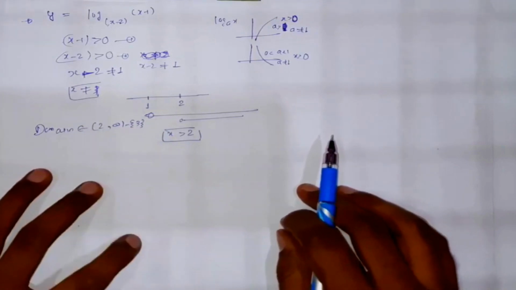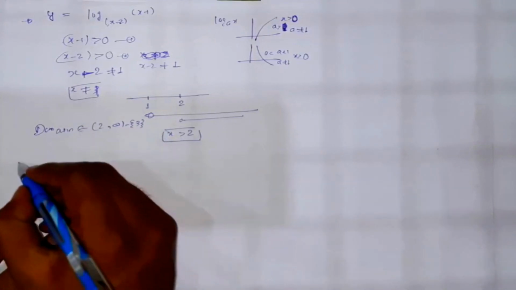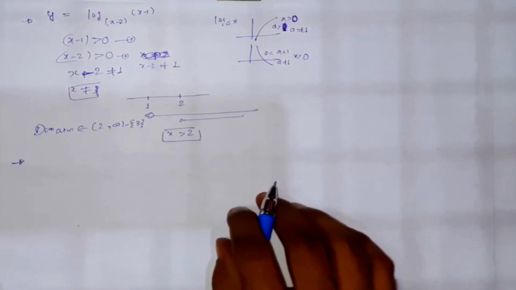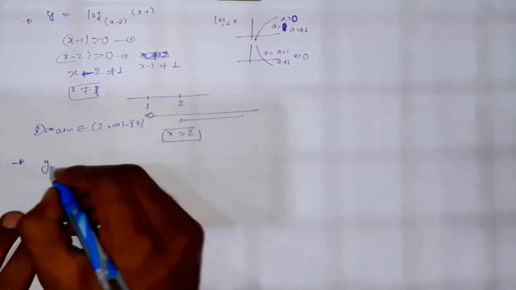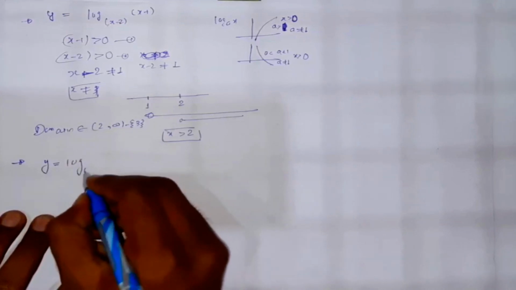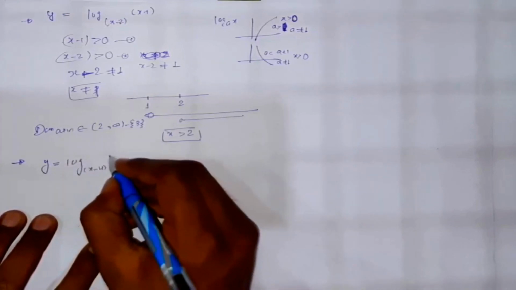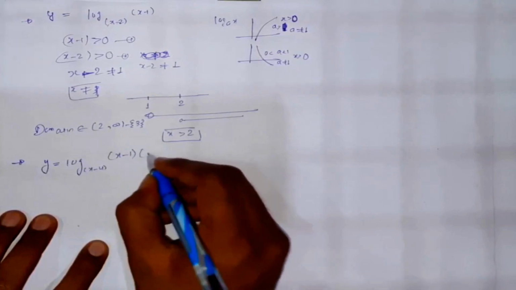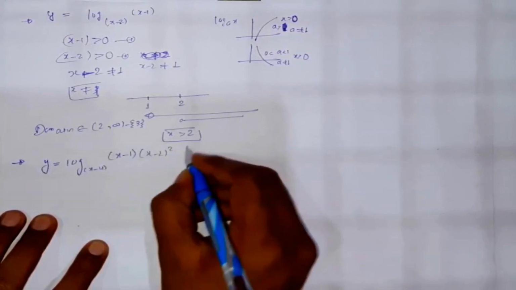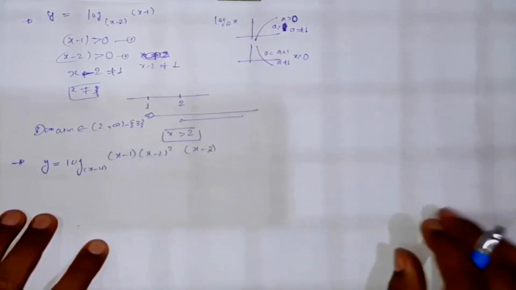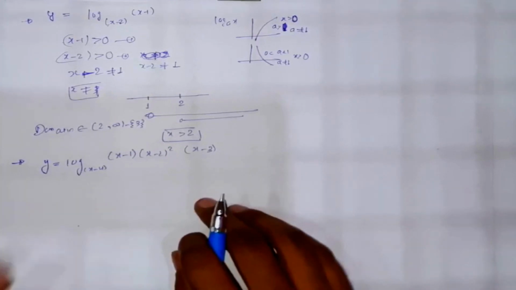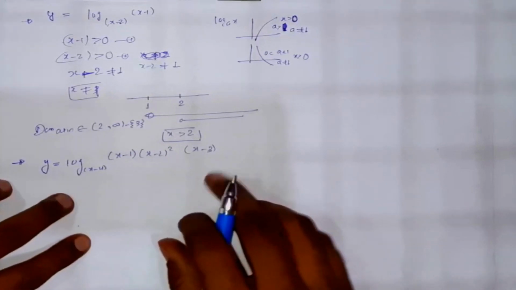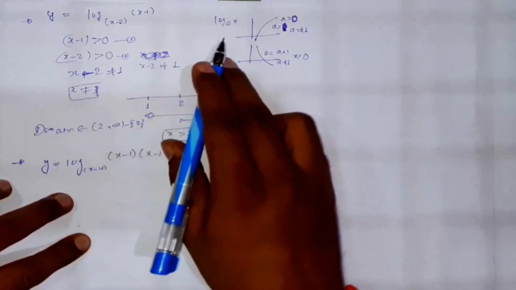So I am taking one more example: y equals log with base (x minus 4) of (x minus 1)(x minus 2) whole square (x minus 3). We need to calculate the domain of this function. To calculate it, we simply go with the conditions as far as log base a of x is concerned.